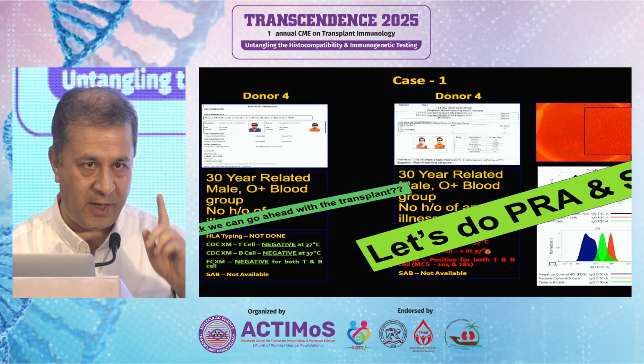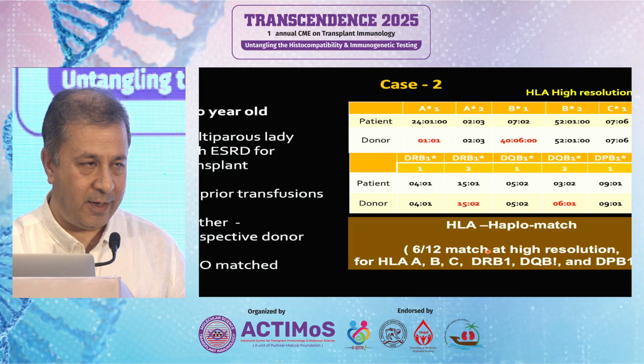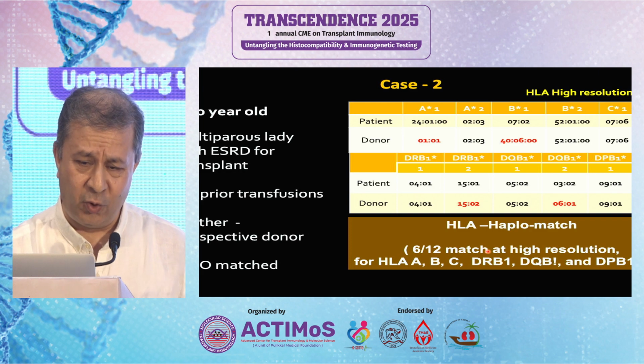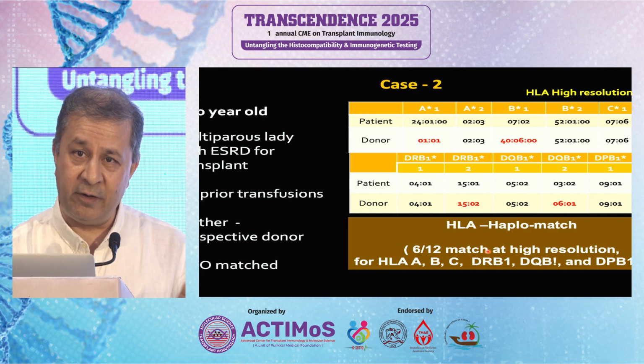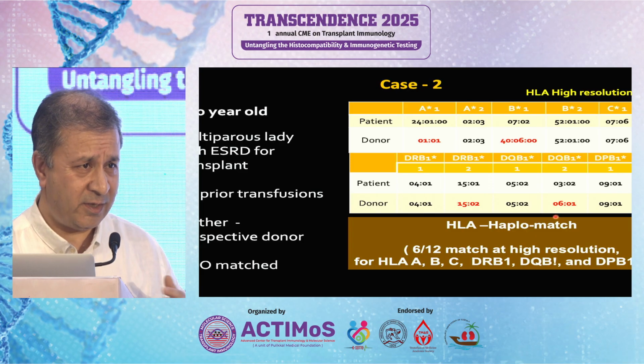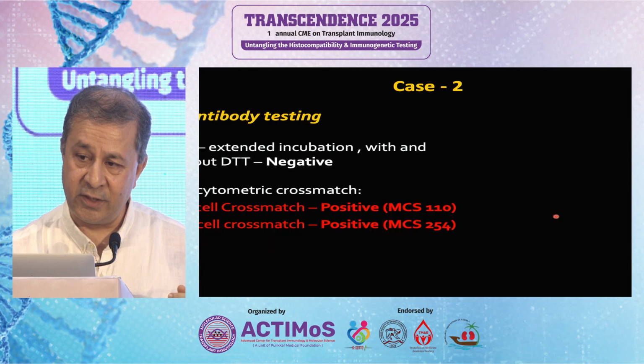And we'll also talk about another case, which is this case now: a 30-year-old multiparous lady, end-stage renal disease, no prior transfusions, mother a prospective donor, and I'm giving you a perspective from today's day and age, where you do so-called high-resolution typing. You look at a proper match on the high-resolution typing. So it was a haplo match.